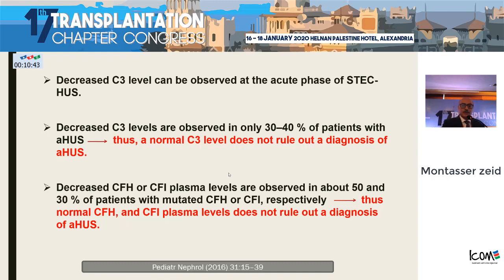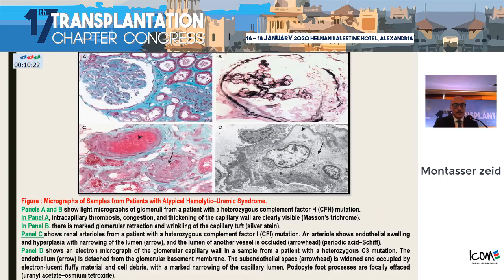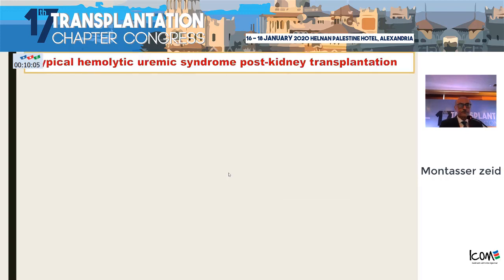And decreased complement factor H or complement factor I plasma level are observed in about 50 and 30% of patients with mutated complement factor H or complement factor I, respectively. Thus, normal complement factor H and complement factor I plasma levels don't rule out a diagnosis of atypical HUS. This is the pathology of a patient with atypical HUS, showing in this figure proliferation of endothelial cells and obliteration of the lumen and thrombosis of an arteriole.